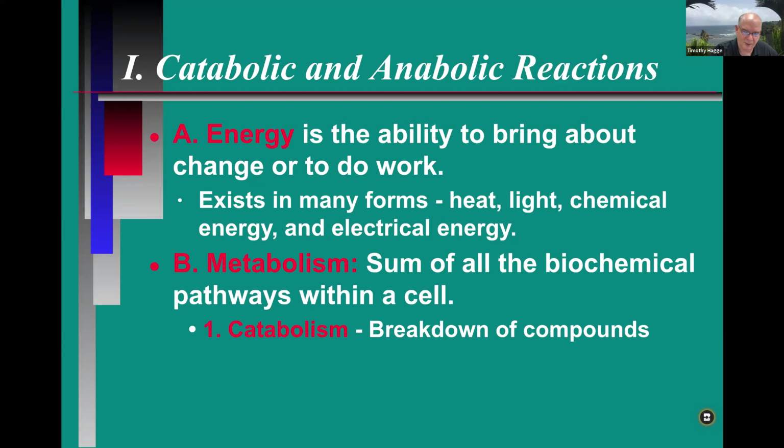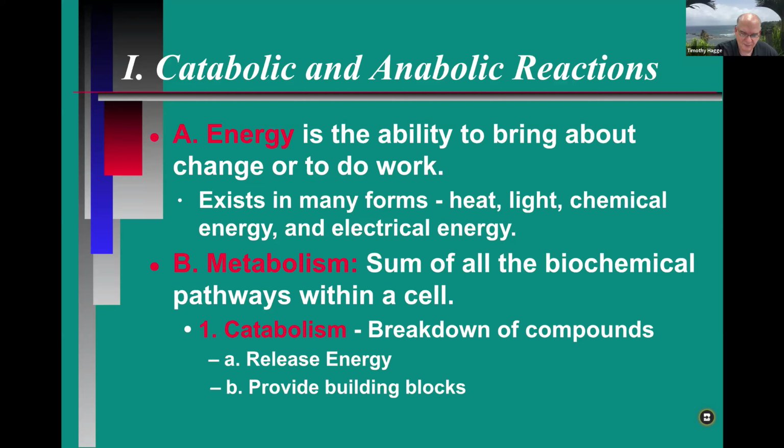When we look at those metabolic reactions within living organisms, we can separate them into two groups. We have catabolic reactions, which are reactions where we're taking larger compounds and breaking them down or removing things from larger compounds. When we do that, in most cases, we're releasing energy. Catabolic reactions are energy being released. They can be used to provide building blocks, the basic units needed to make more complex molecules, like our macromolecules.